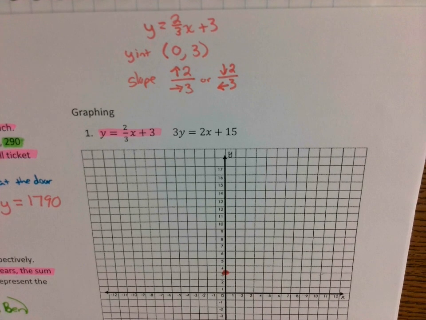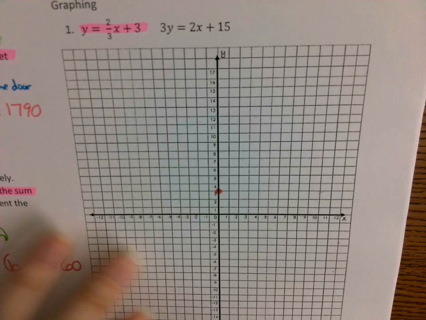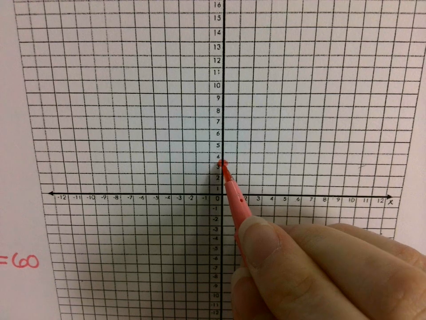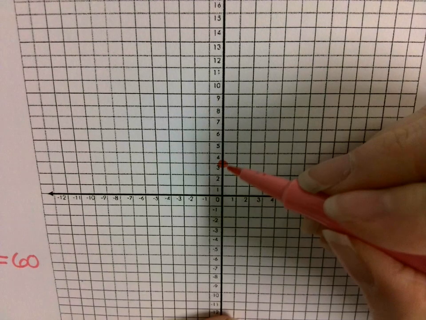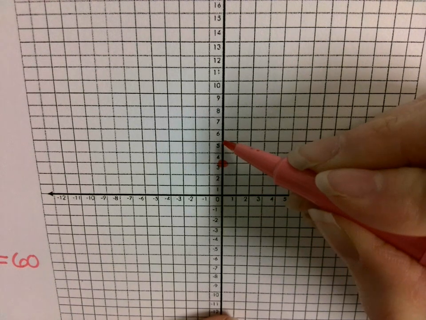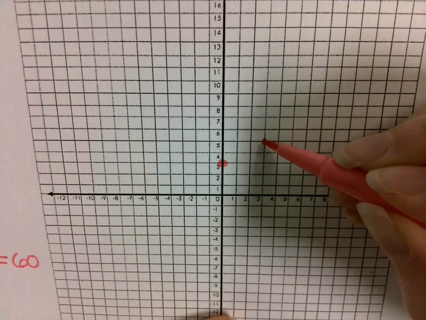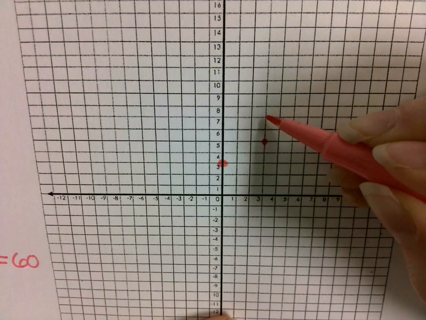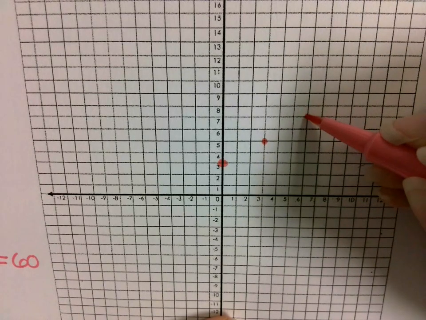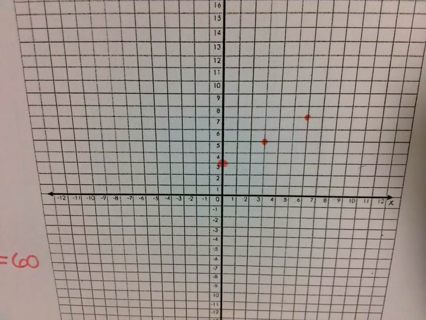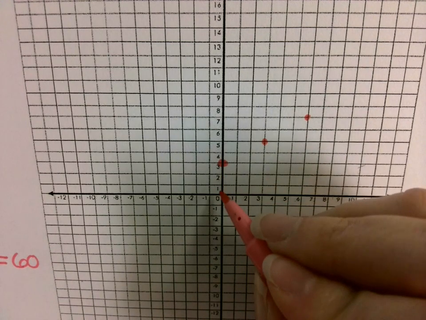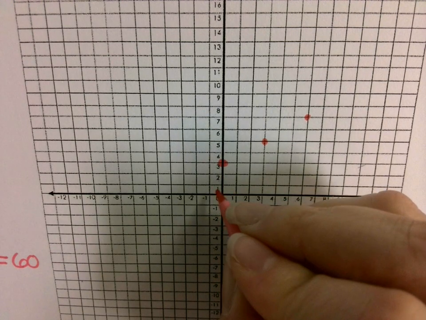I'm going to zoom in real quick to here, and I'll zoom back out so you can see the equation again. I'm going to start at positive 3, and then I'm going to go up 2, 1, 2, to the right 3, 1, 2, 3. There's my next point. I'm going to go up 2, to the right 3 again. There's my next point. Or I could go down 2, to the left 3, 1, 2, 3. And there's my next point.